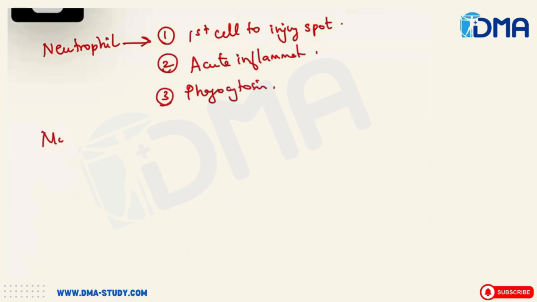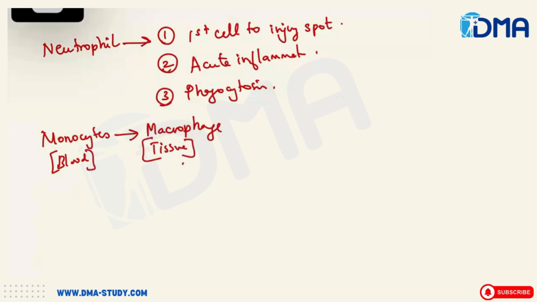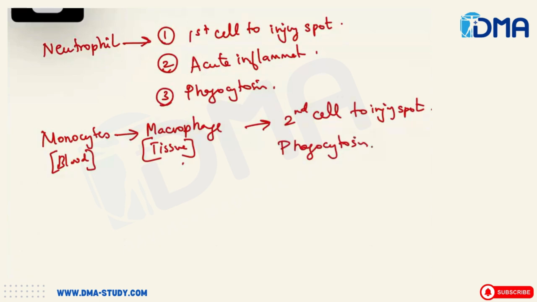Okay. Second thing, the monocytes. When they say monocytes or macrophages, when is it a monocyte and when is it a macrophage? When it is inside the blood, it is a monocyte. When it comes to the tissue, it becomes a macrophage. This will be the second cell to come to the injured spot. It has the major phagocytic potential. It will try to sort out the problem by itself. It is also involved in acute inflammation itself. But despite its involvement, the problem still continues.